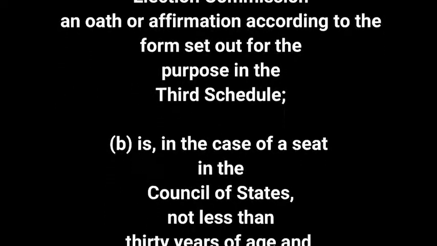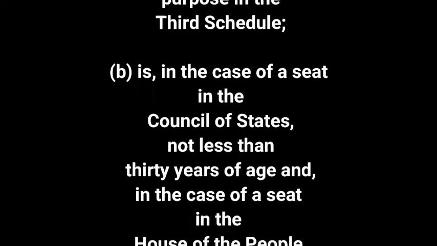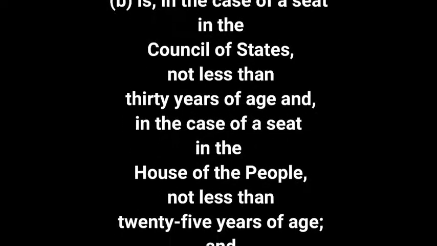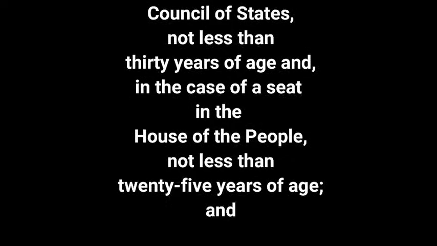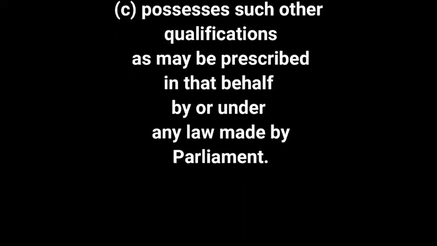B. Is, in the case of a seat in the Council of States, not less than 30 years of age, and, in the case of a seat in the House of the People, not less than 25 years of age. And, C. Possesses such other qualifications as may be prescribed in that behalf by or under any law made by Parliament.